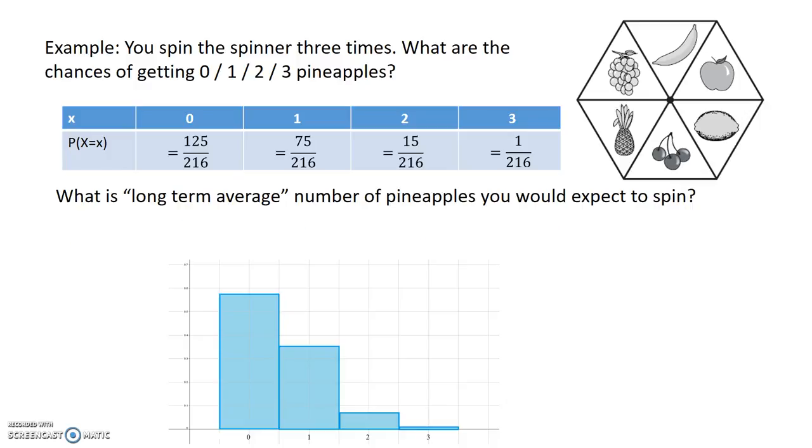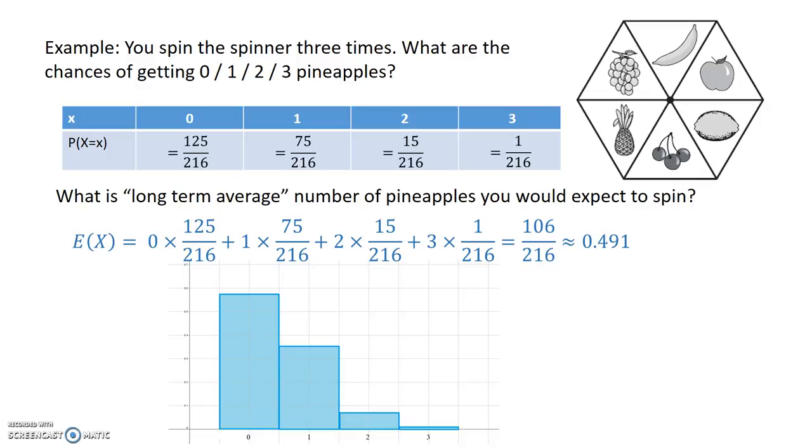this is something called the expected value of x. And we expect 0 to happen that proportion of the time, 1 to happen this proportion of the time, and 2 to happen this proportion of the time, and 3 to happen this proportion. So you multiply your x by the probability of x and add them all together, and you get 0.491.